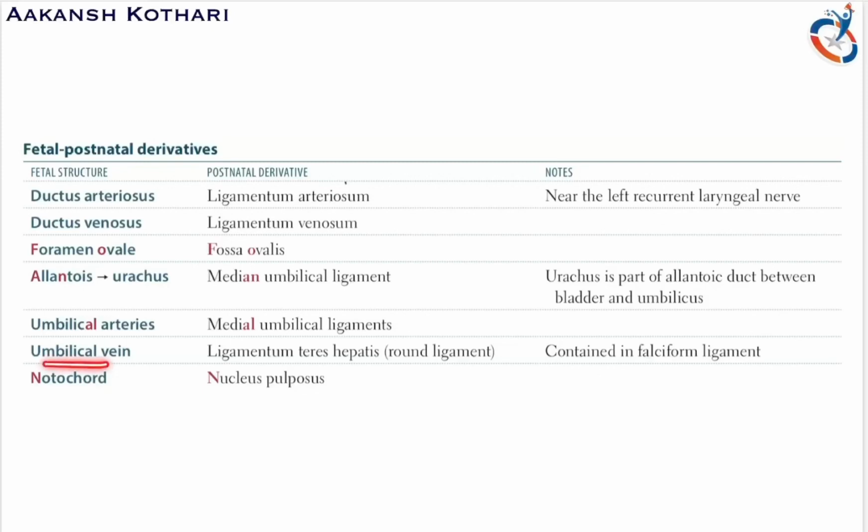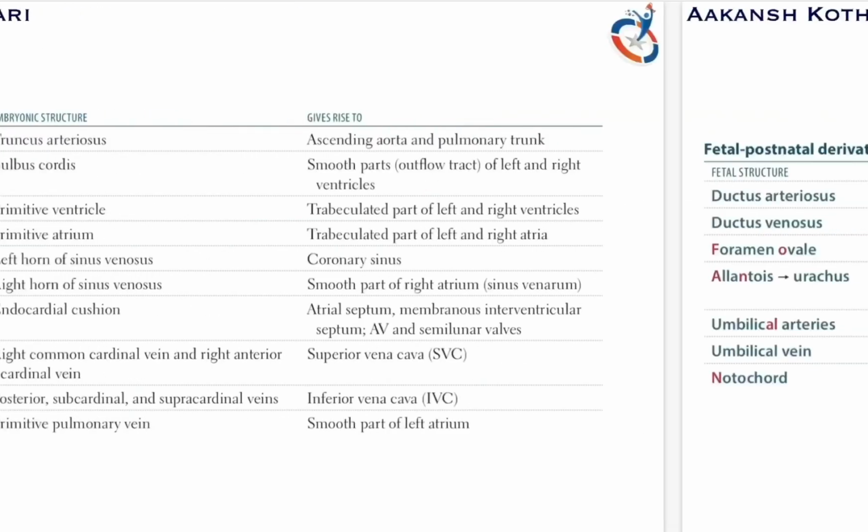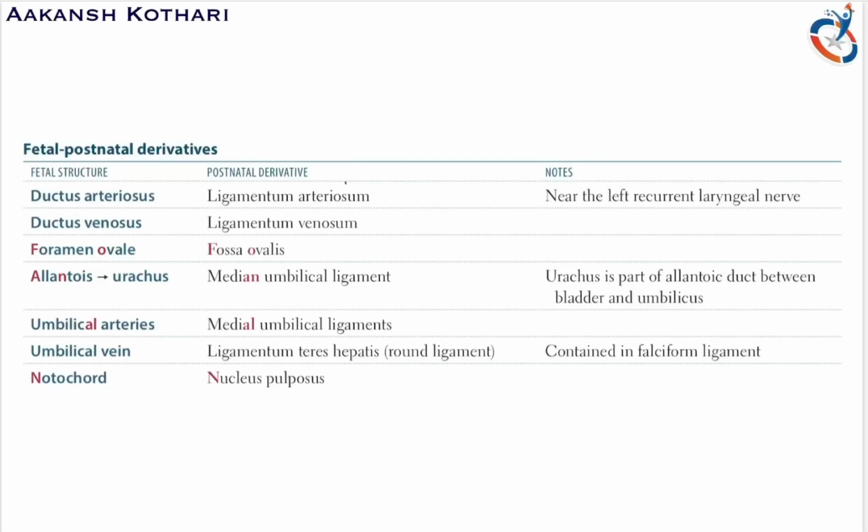Now, the umbilical vein gives rise to the ligamentum teres, which is present in the liver. It is contained in the falciform ligament of the liver. Now, the last part, the notochord, gives rise to nucleus pulposus. Okay, so these are the postnatal derivatives of the fetal structures. This is more of a memorizing game rather than explanatory process. Okay, I hope you understood.